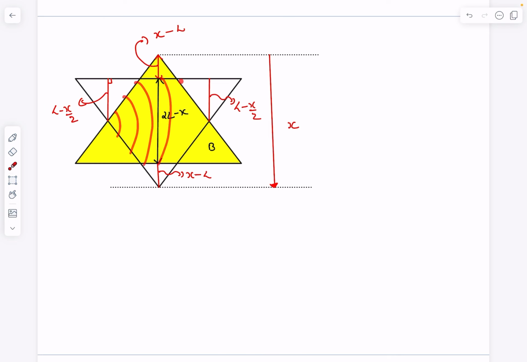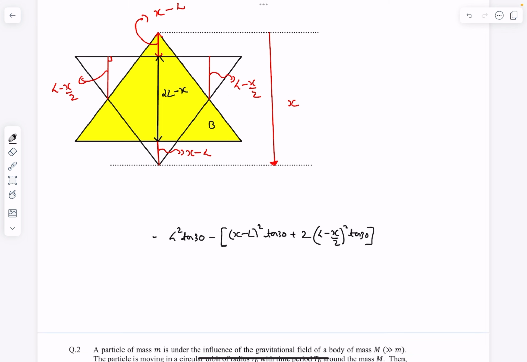The flux will only be passing through this region, right? The hexagon in the middle. So what we can do is from the big yellow triangle, we can subtract this yellow triangle, this yellow triangle, and the third yellow triangle. Then I will get the hexagonal region in between. So the area of the bigger triangle is going to be L squared tan 30, and from that we'll subtract the area of this top triangle, (x minus L) whole squared tan 30, and we have two triangles whose height is (L minus x) by 2. So this will be 2 times ((L minus x) by 2) whole squared times tan 30. So this is the area as a function of x for x greater than L.